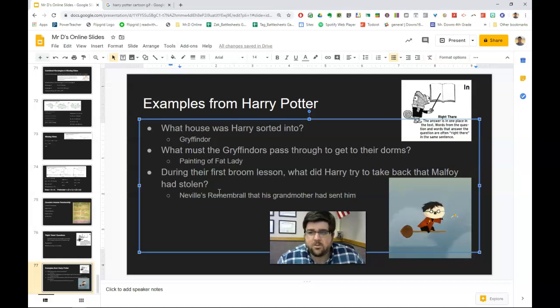So what I want you to do for this one is just to be thinking of how you can answer questions that are right there in the text. And so for today's assignment, I'm going to provide you 2 right there questions that are found right there in the text, and I want you to type your own right there question with its own answer.